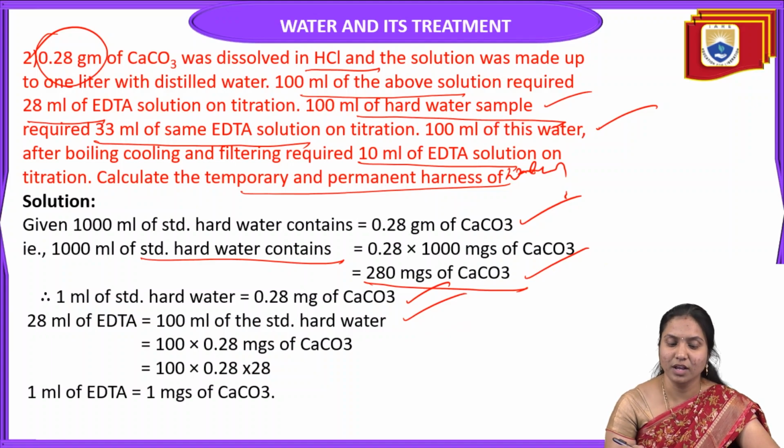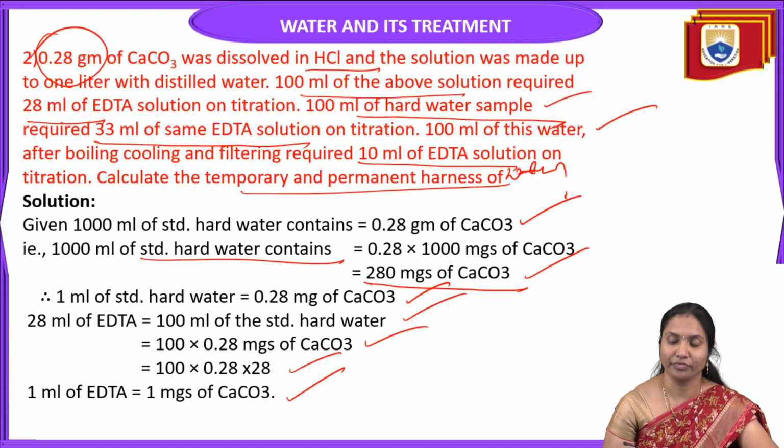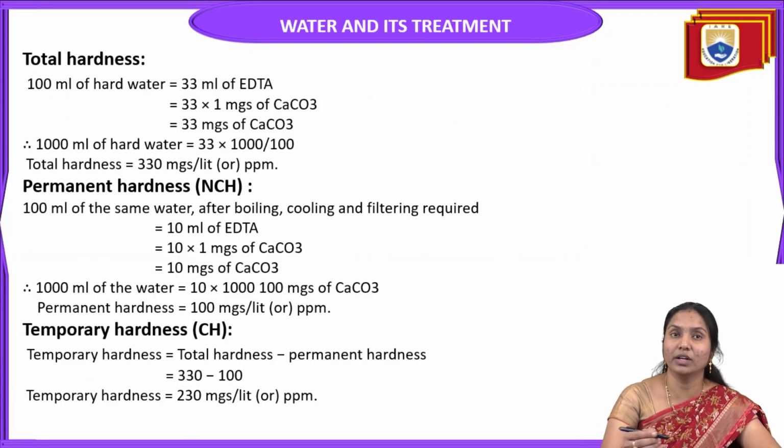So it is equal to 100 into 0.28 milligrams of calcium carbonate, which is 28. Therefore, 1 ml of EDTA is equal to 1 milligram of calcium carbonate. So now you can calculate the total hardness of water.